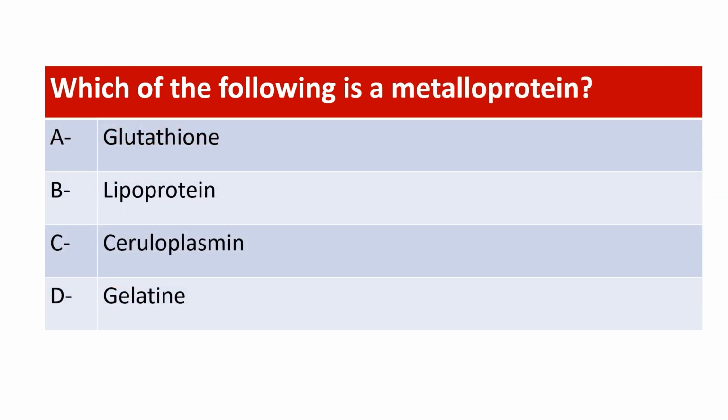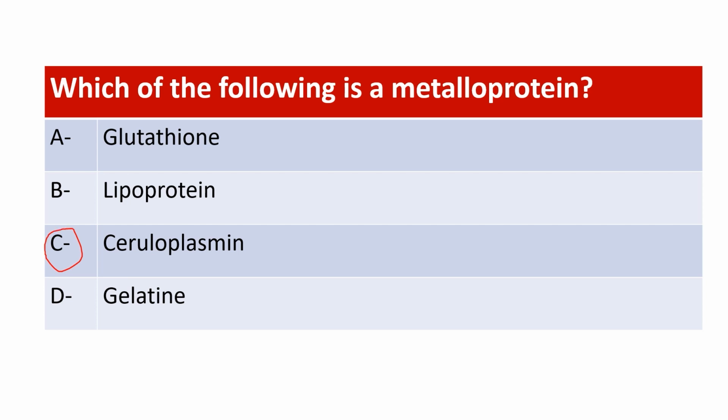Which of the following is a metalloprotein? You have the options glutathione, lipoprotein, ceruloplasmin, and gelatin. You have 5 seconds. Metalloproteins are proteins that contain one or more metal ions as structural components. Among the options given, the only one that contains metal ions and is an example of a metalloprotein is ceruloplasmin. This is the answer, ceruloplasmin.